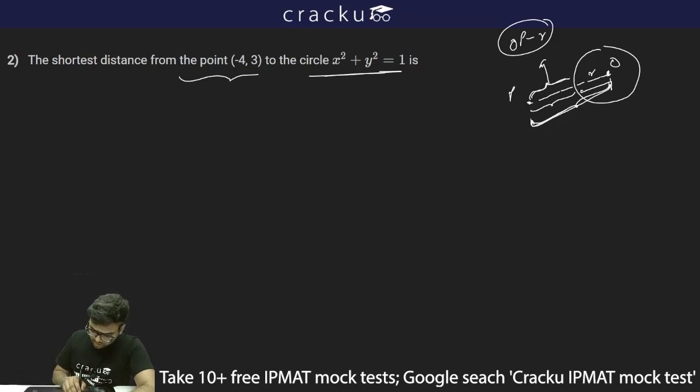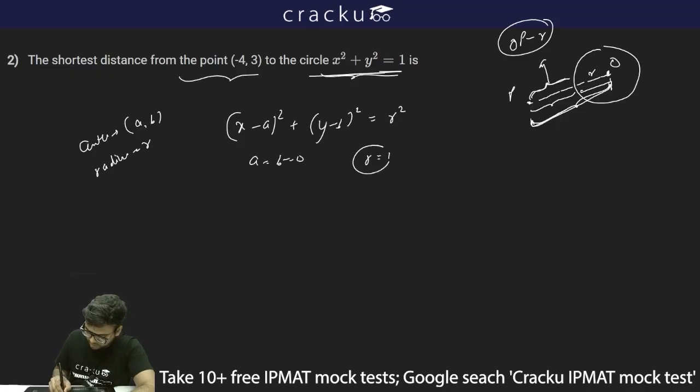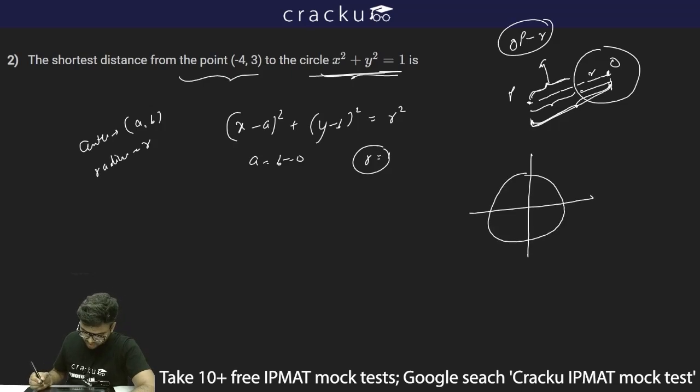Now the shortest distance from the point minus 4 comma 3 to the circle x square plus y square is equal to 1. So I know the equation of a circle is x minus a whole square plus y minus b whole square is equal to r square, when a comma b is the center and radius is equal to r. Now in this I can clearly see that a is equal to b is equal to 0 and r is equal to 1. Therefore the center of the circle is at the origin, which is 0 comma 0, and radius is equal to 1. Now point minus 4 comma 3 will be somewhere here.